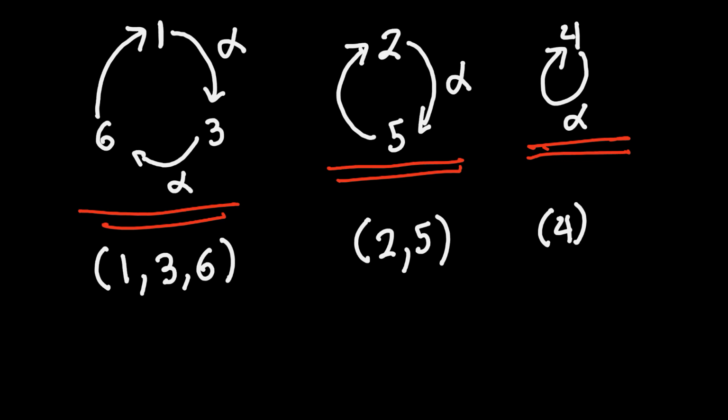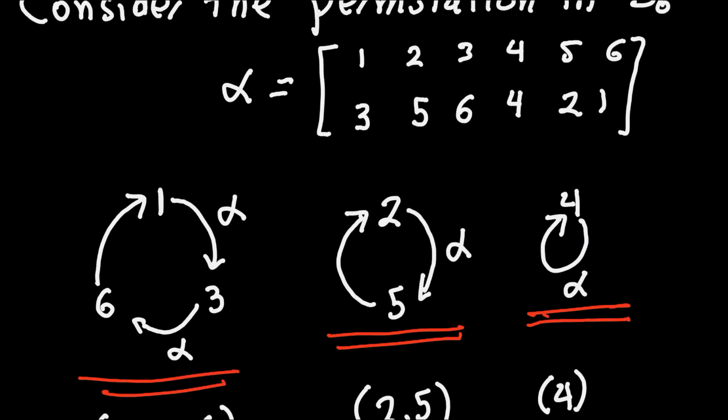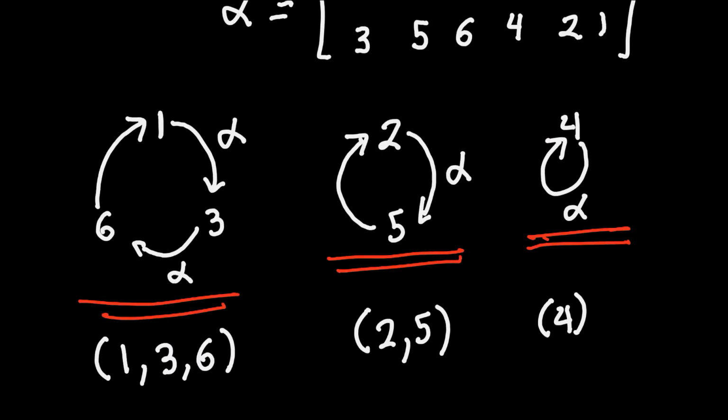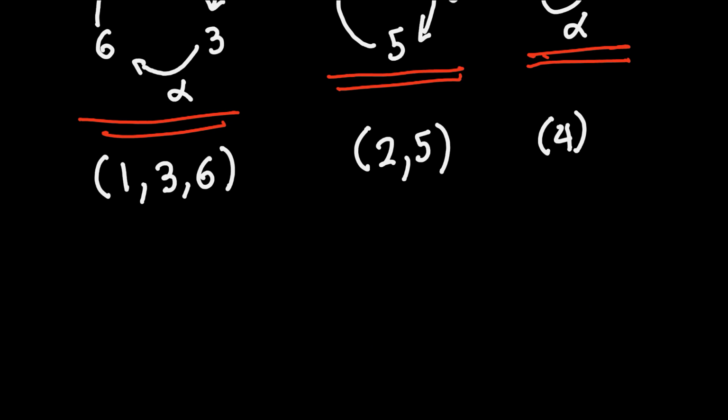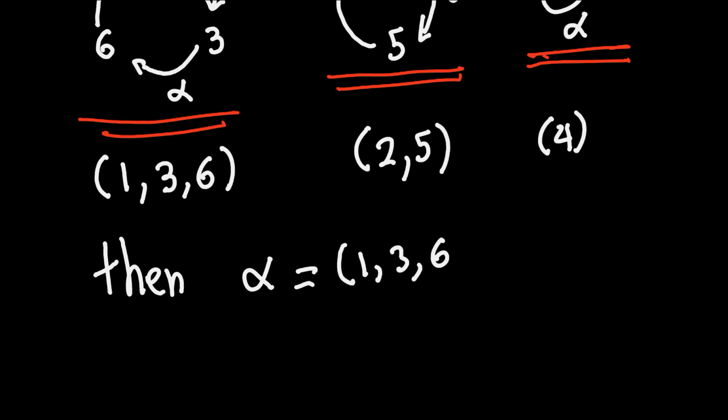Now, the whole representation of this bijection here is going to be like this. So then we're going to just represent the bijection alpha like this. It's going to be 1, 3, 6, 2, 5, and then 4. Now, whenever you're doing this type of representation, you always have to be careful what they mean. So again, alpha of 1 is 3, alpha of 3 is 6, alpha of 6 is 1, alpha of 2 is 5, and alpha of 5 is 2, and alpha of 4 is 4. So that's going to be the representation in cycle notation.